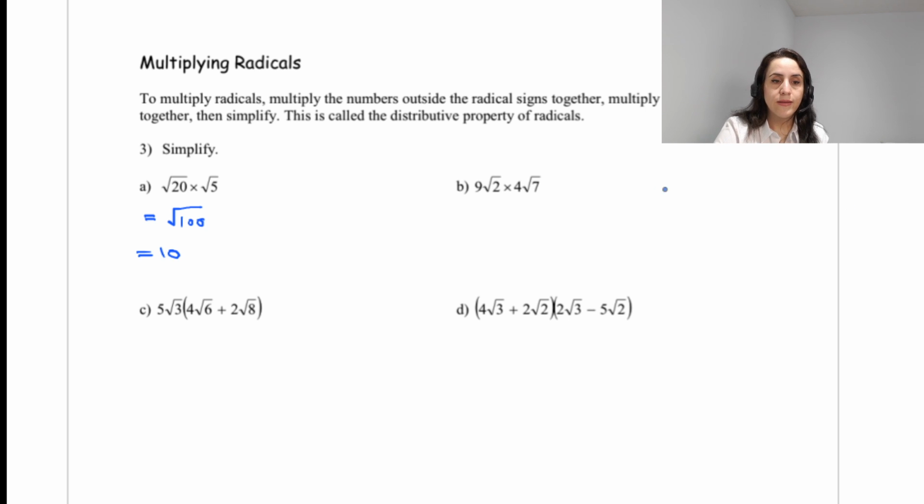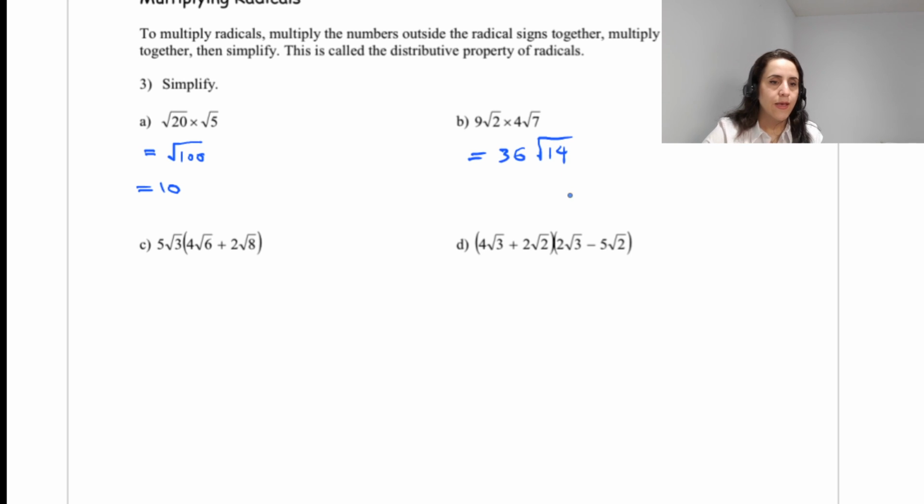How about another example here? 9 times 4 is going to be 36 and 2 times 7 is 14. It is a mixed radical and I cannot simplify more because radical 14 doesn't break down into any other number that I can factor. I'm sorry, I can do the square root. How about here?